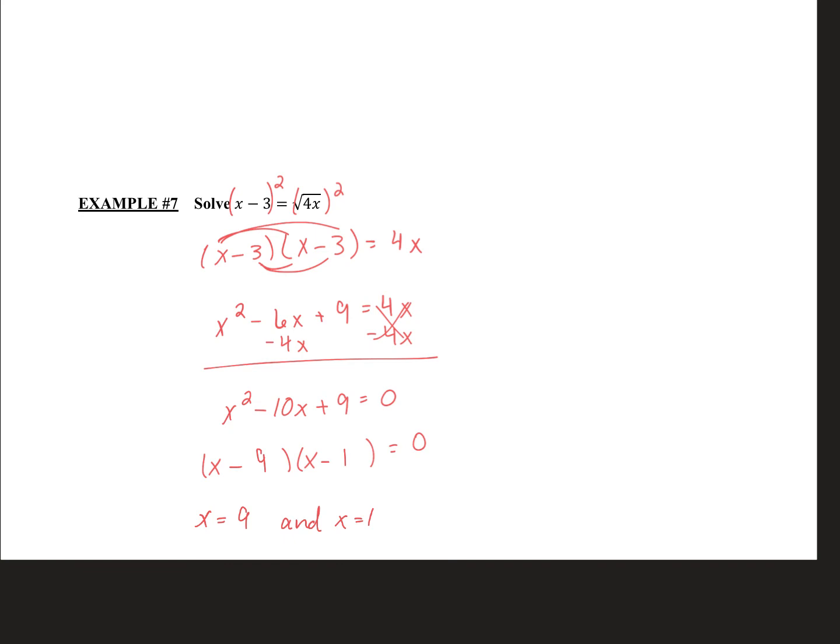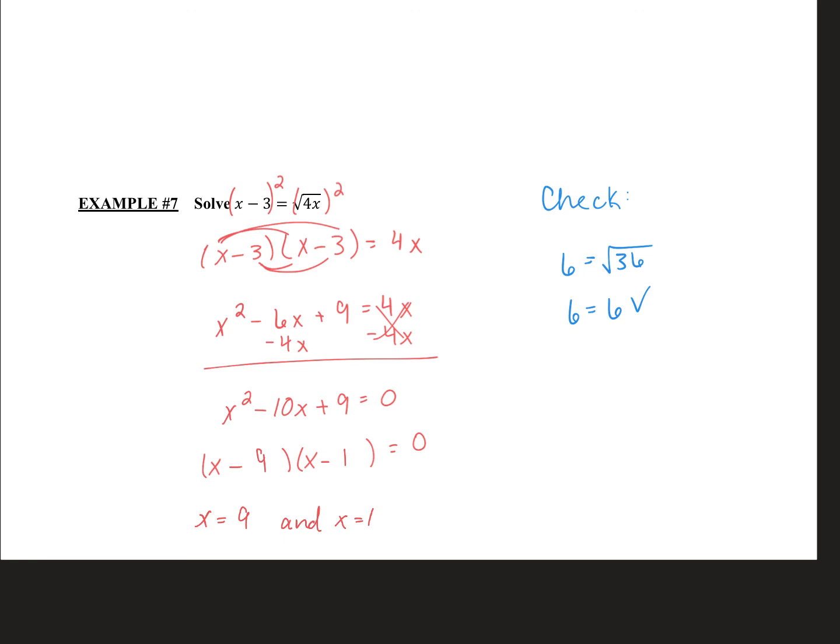So we have two solutions, kind of like we did in the very first example. We have to check both of them. All right, so when x is 9, we have x minus 3, so 9 minus 3 is 6, equals the square root of 4 times 9, which is 36. And 6 is equal to the square root of 36. So x equals 9 is a solution.